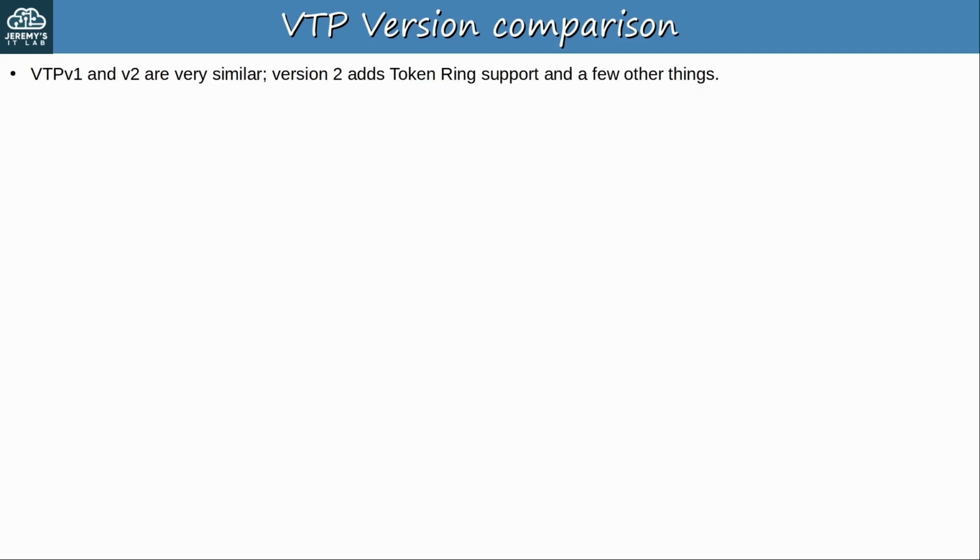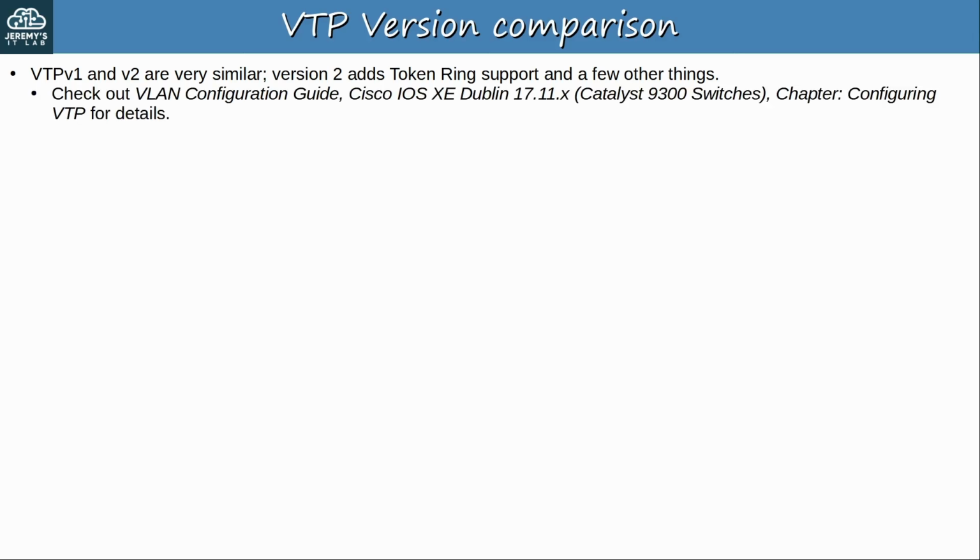Now let's compare the VTP versions. VTP versions 1 and 2 are very similar. Version 2 adds token ring support and a few other things, but in general there's no reason to use version 2 over version 1. Token ring is an old technology that isn't used anymore. Do a Google search for this VTP configuration guide from Cisco if you're curious about more differences between V1 and V2. VTP version 3, on the other hand, added some significant new features.